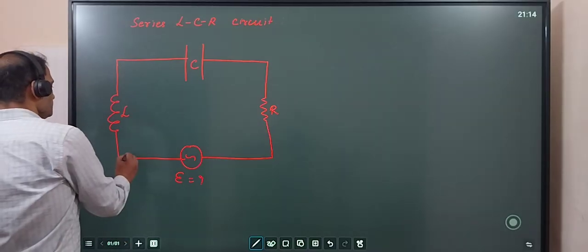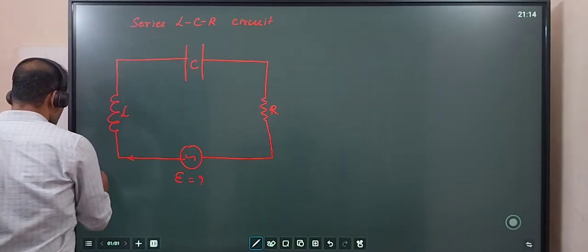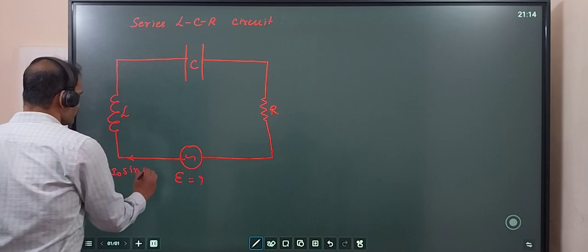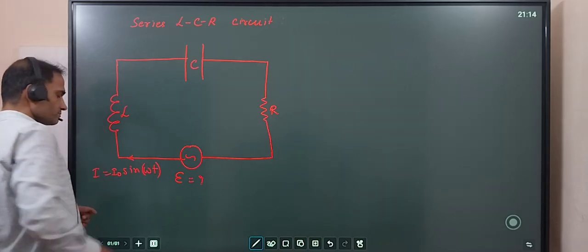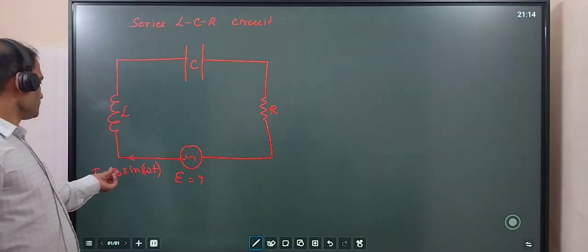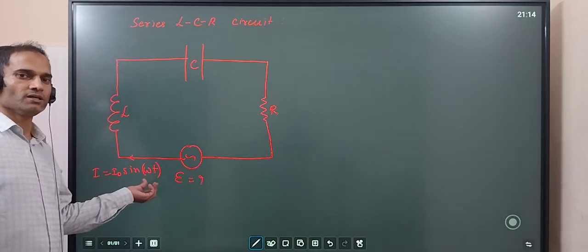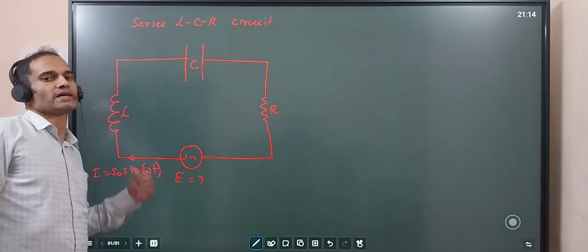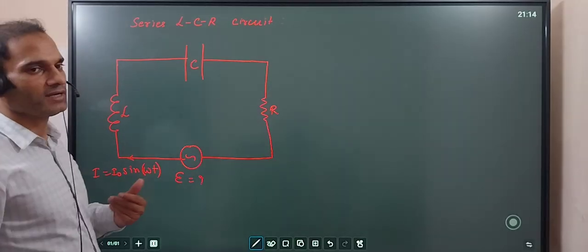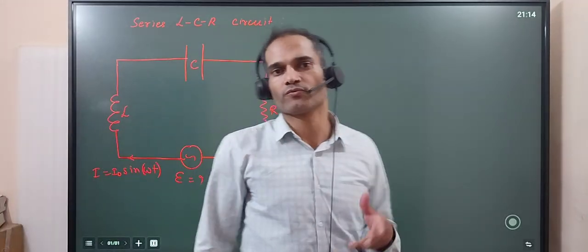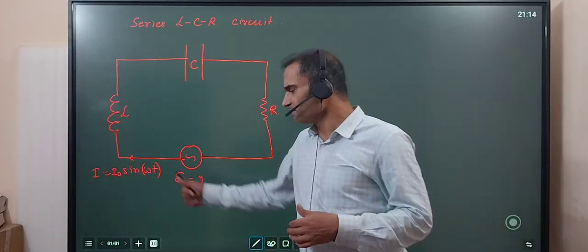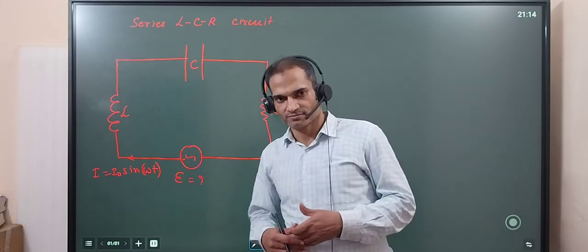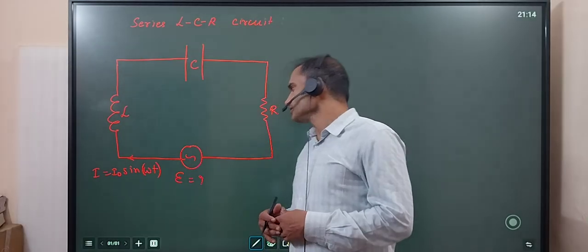So what do we know? We know the current. The current is I equal to I naught sine omega t. So we know its peak value, we know the phase, we know the phase angle with respect to time. And what do we have to find? We have to find the peak value of the EMF. We also have to find the phase angle of the EMF.